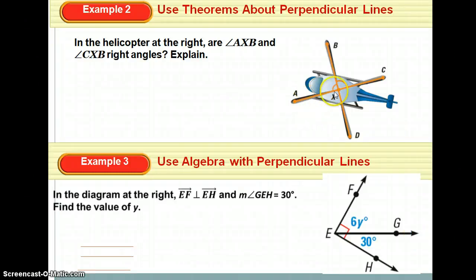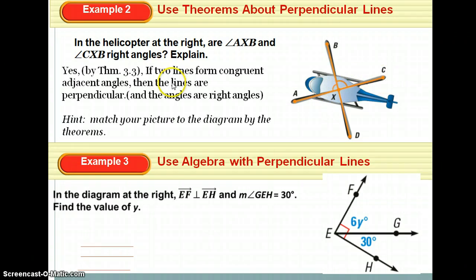You've got this line right here, AC. You have this angle that's marked with a single arc, and then this angle CXB that's marked with a single arc. Remember, single arc and single arc mean those are equal. So if these two are equal, and they form this 180 degree line here, then each of them is 90. So if each of them is 90, it's perpendicular. So this is going to be yes by theorem 3.3. If two lines form congruent adjacent angles, then the lines are perpendicular. And I put a note in there, the angles are right angles.